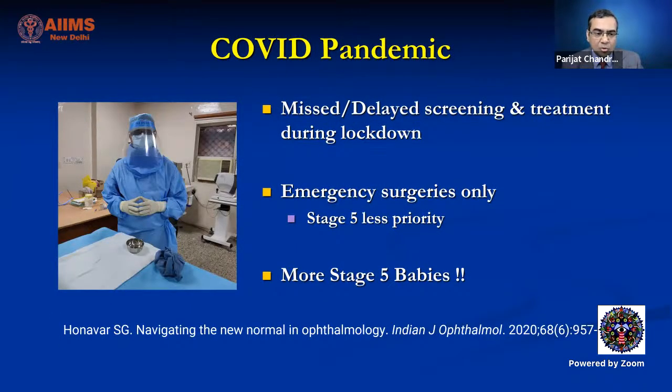So the COVID pandemic has totally derailed the stage 5 experience because we are not able to treat these cases. A lot of missed and delayed screening is happening. A lot of emergency surgery is happening, because stage 5 gets less priority because they are poor prognosis cases. And so many stage 5 babies are coming that it's absolutely devastating to see that so many babies are going blind. I particularly like this article by Dr. Hanover, Navigating the New Normal, which gives insights into how our life has changed in the current scenario.